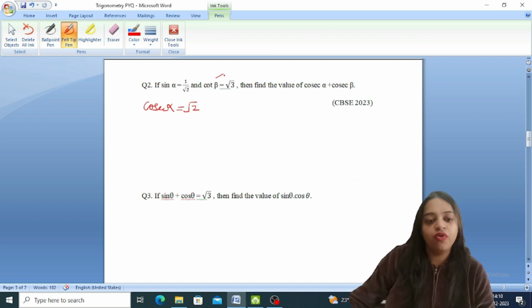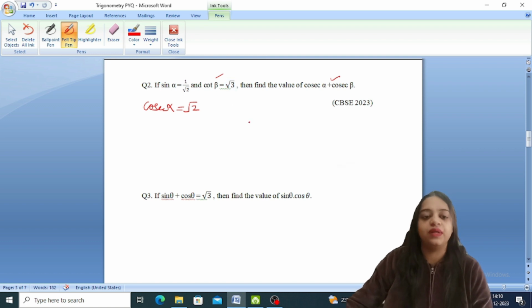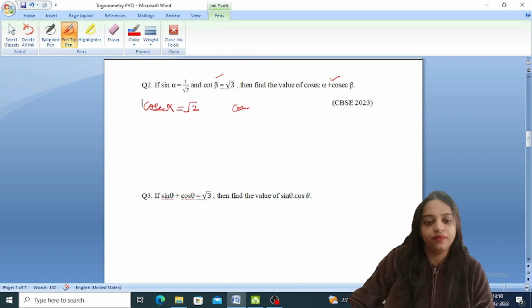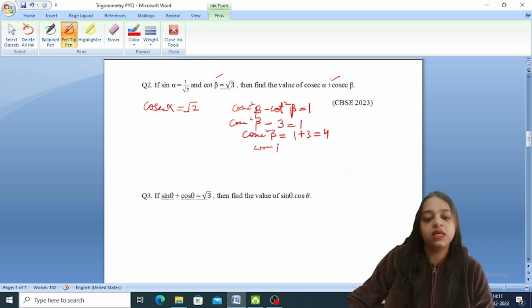Now with the help of cot beta we can find out cosecant beta, because there is one identity which relates both cosecant beta and cot beta, which is cosecant square beta minus cot square beta equals to 1. So substitute the value of cot beta here. It's cot square beta, so root 3 square will be 3 now. So this gives cosecant square beta as 1 plus 3, which is 4. So what will be cosecant beta now? It will be under root 4, which is 2.